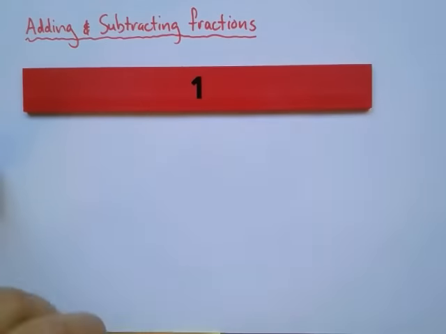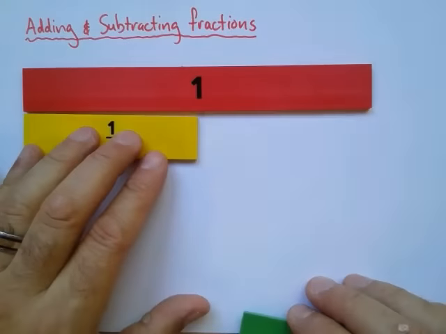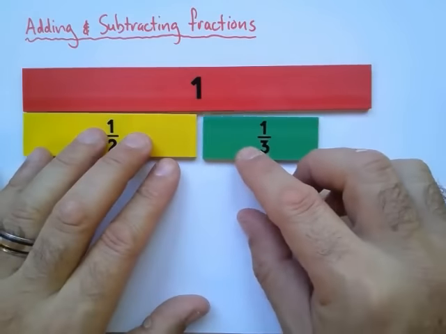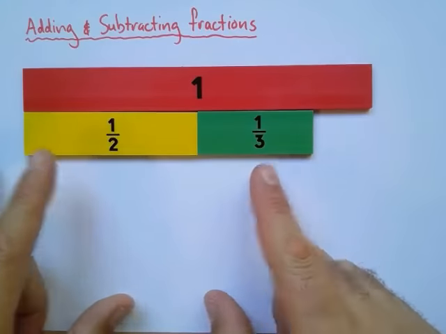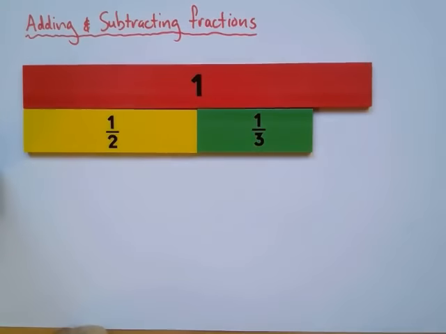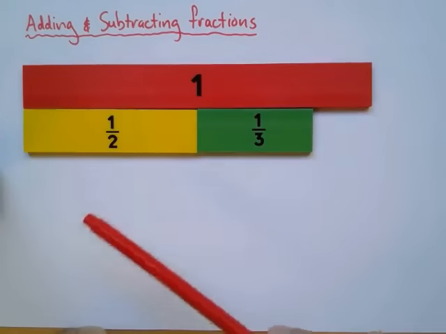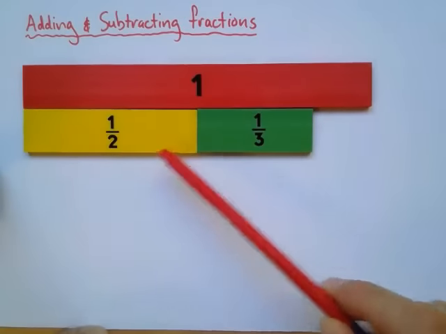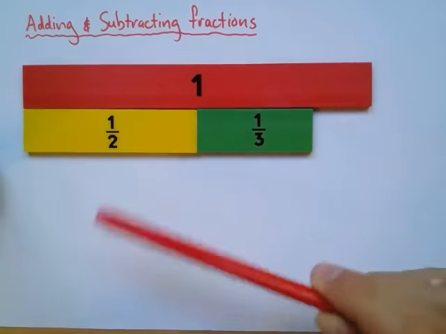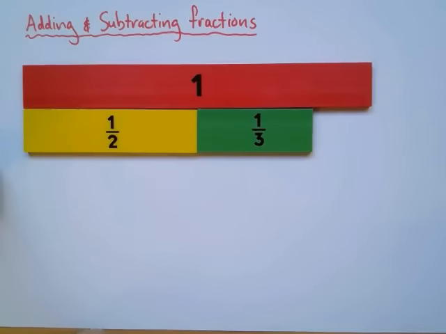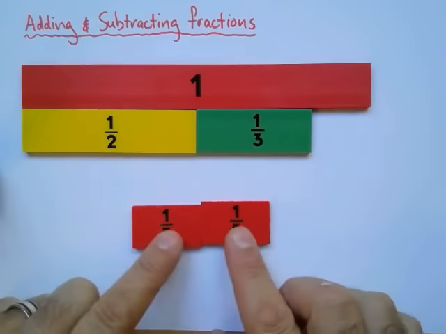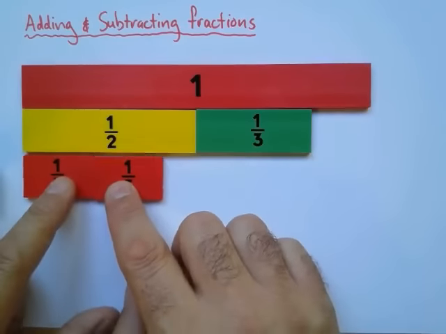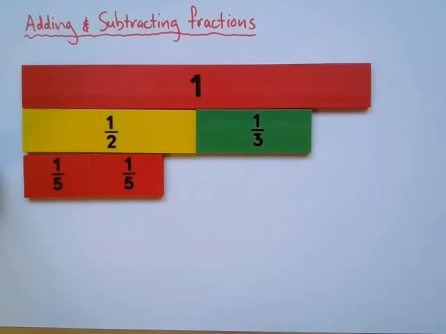Now adding and subtracting fractions, what I'm going to do is say there's a whole. And if I want to add a half of this whole to a third of this whole, what part of the whole is that? The first thing people say is 1 and 1 is 2, so it's 2/5. They add the top and they add the bottom. Now 2/5, if this is 1/5 and this is 1/5, that is 2/5. They are not equal, sorry.